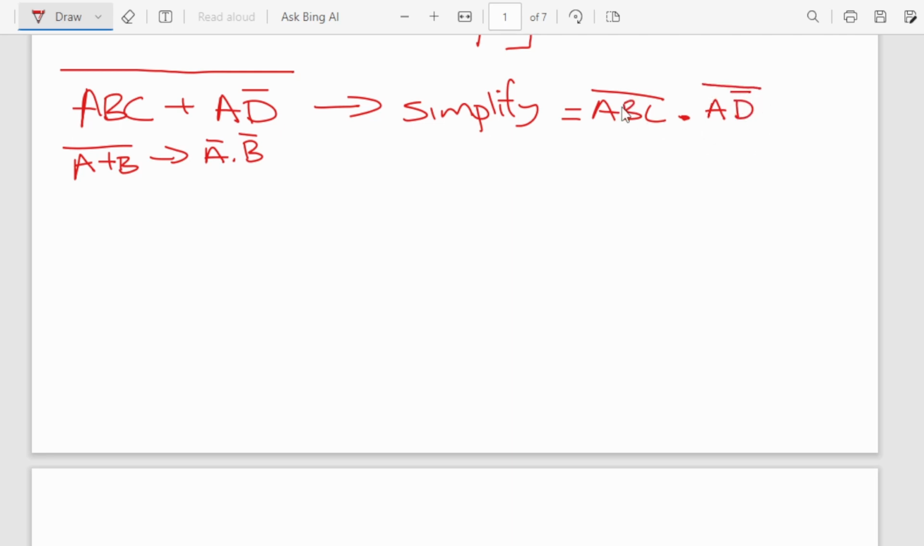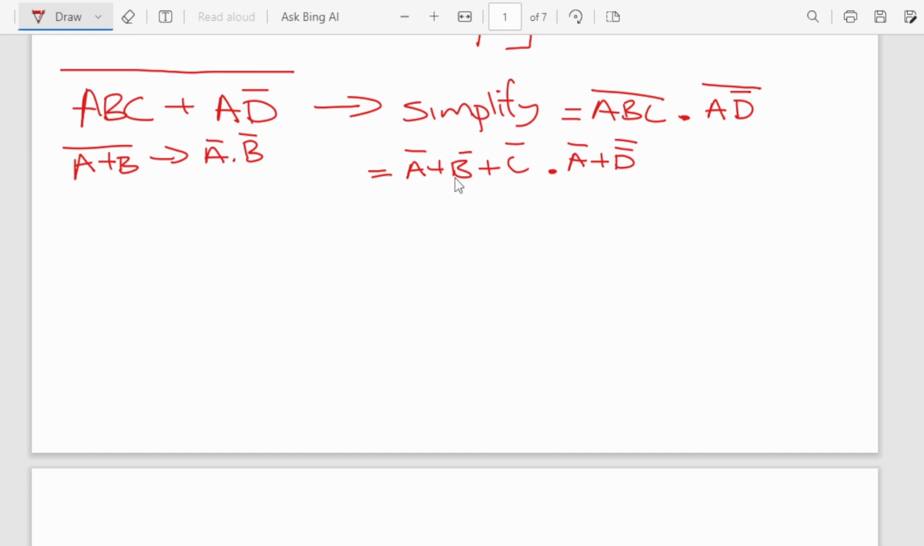Now you can see that we can apply DeMorgan's theorem to this one as well. And so when we do that, we end up with A bar plus B bar plus C bar. So again, this is when we apply DeMorgan's theorem to this term here. And it's also ANDed with this term here. We can apply DeMorgan's theorem to this term as well. We have A bar plus D bar bar. Now, of course, D bar bar is going to be D.